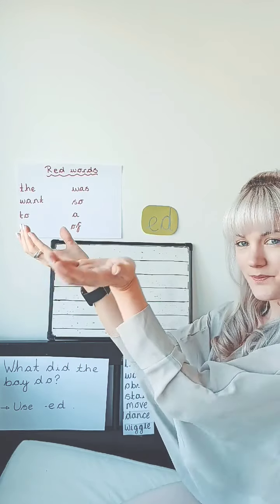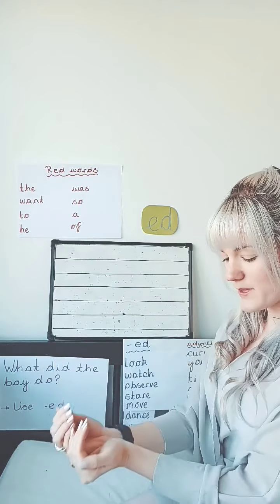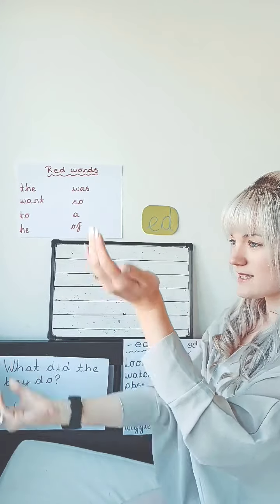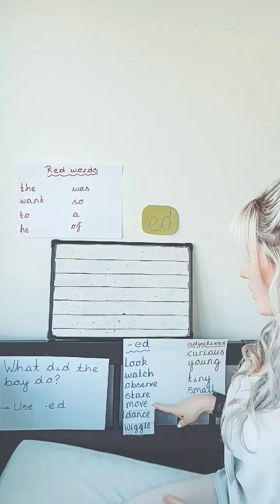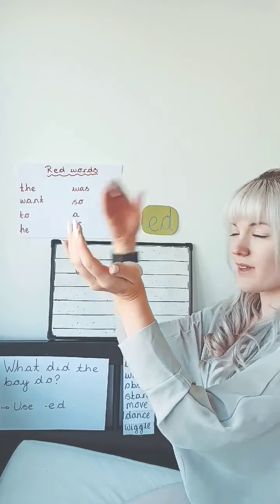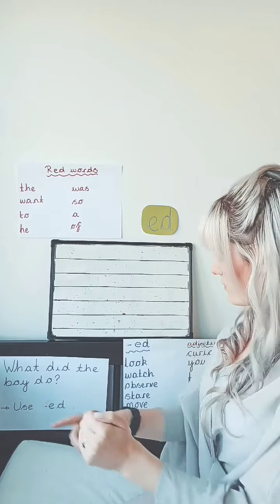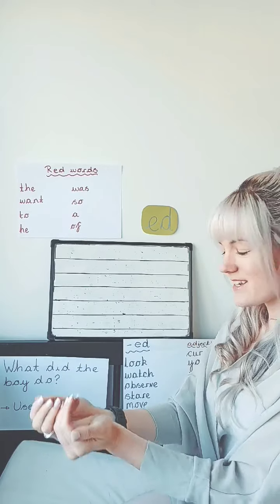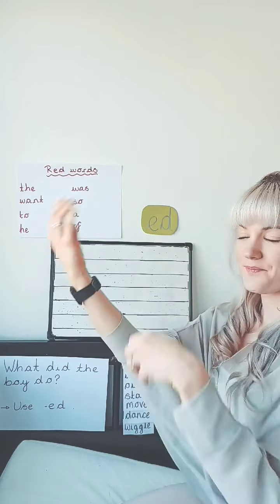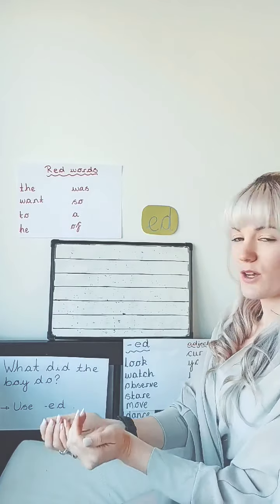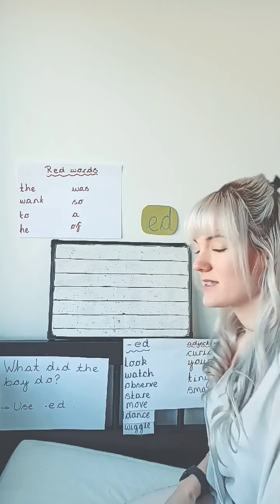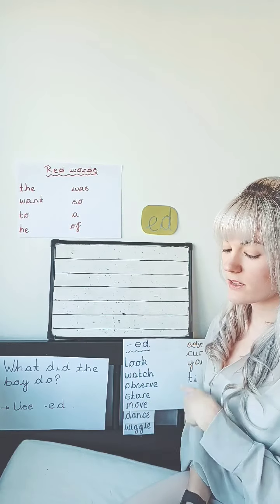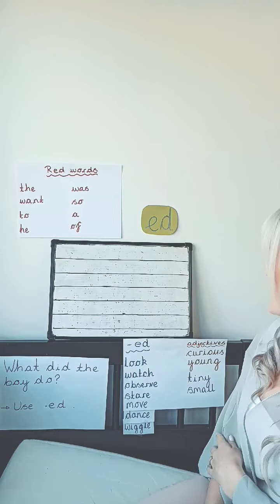Observe, observed, observed. Stare, stared, stared. Move, moved, moved. Dance, danced, danced. And wiggle. Ready? Wiggled, wiggled. Fabulous. Now, we also have some adjectives because we can't do our sentences without some fabulous adjectives.